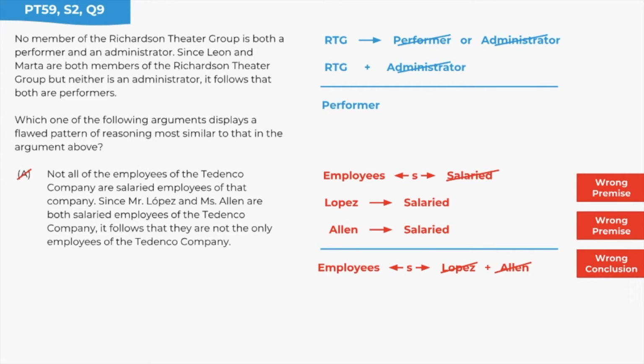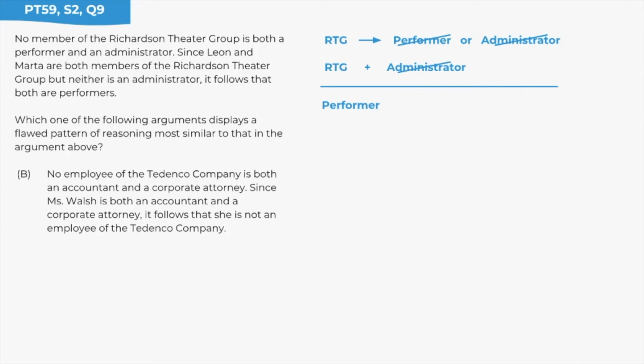So this actually isn't even a bad argument. This is valid reasoning. The validity doesn't even match. Okay, so this is wrong on a whole bunch of fronts. Let's get rid of A and keep looking. So now let's look at answer choice B.